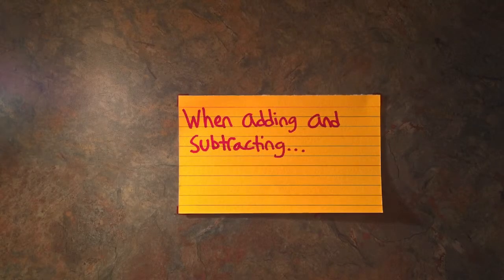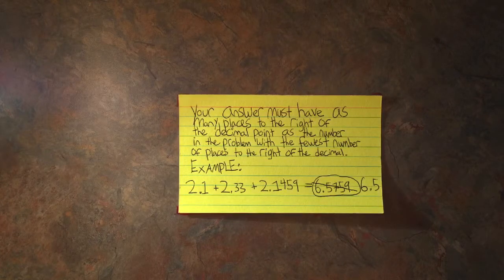When doing equations that involve adding and subtracting, your answer must have as many places to the right of the decimal point as the number in the problem with the fewest number of places to the right of the decimal. For example, 2.1, which has two significant figures and one place to the right of the decimal, plus 2.33, which has three significant figures and two places to the right of the decimal, plus 2.1459, which has five significant figures and four places to the right of the decimal, should equal 6.5759 when entered into the calculator. However, this is not the right number, as it should have one place to the right of the decimal, as does the number with the fewest number of places to the right of the decimal. Thus, it should equal 6.5.